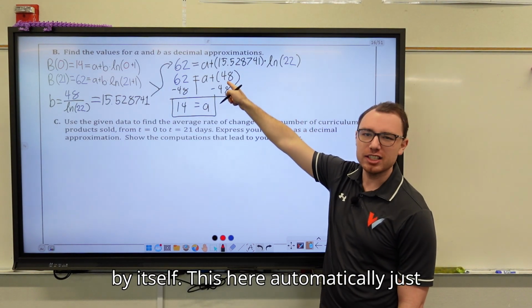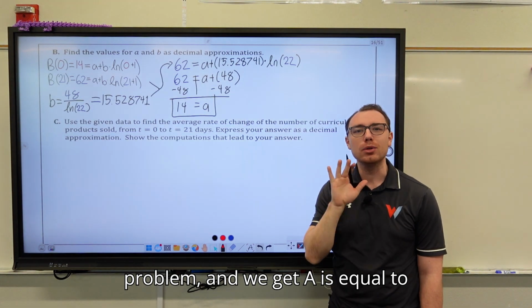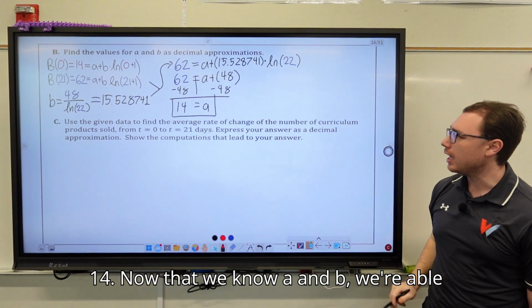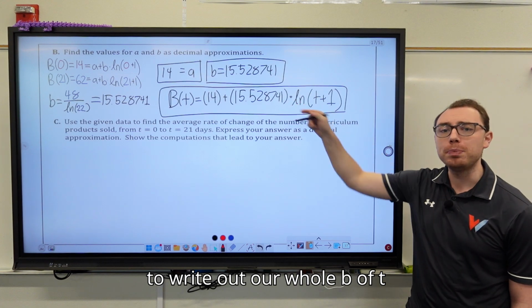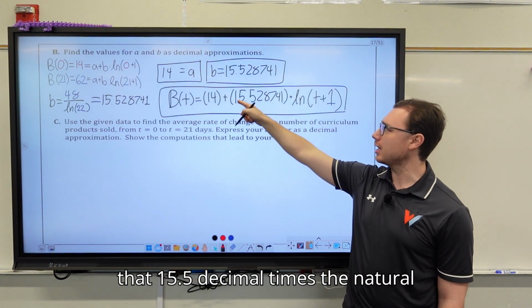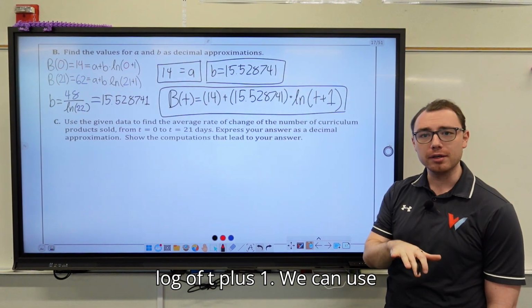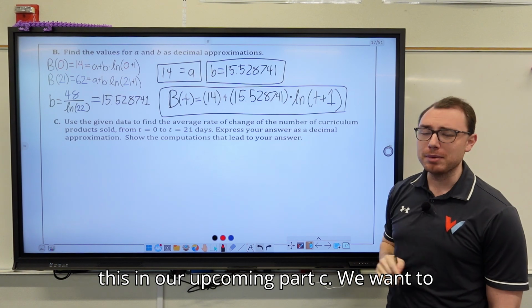This here automatically just equals 48. We solved it in that previous problem. And we get a is equal to 14. Now that we know a and b, we're able to write out our whole b of t regression model, where it equals 14 plus that 15.5 decimal times the natural log of t plus 1. We can use this in our upcoming part C.